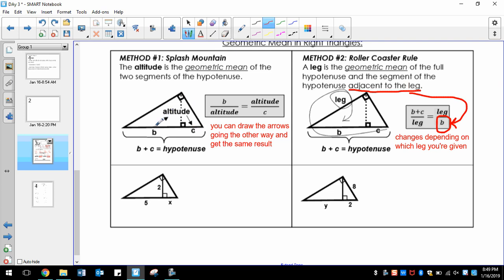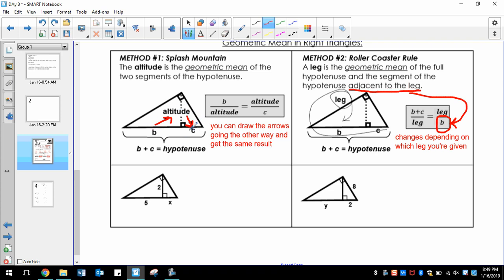So the little trick that I use, because I hated memorizing formulas, was to draw this little arrow track. It looks like you're going up and then you're going down again. So it's kind of like that Splash Mountain idea. These arrows can be drawn in either way, so you can go from left to right or right to left. You will get the same result either way. But since we typically read from left to right, that's why I have the arrows going this way.